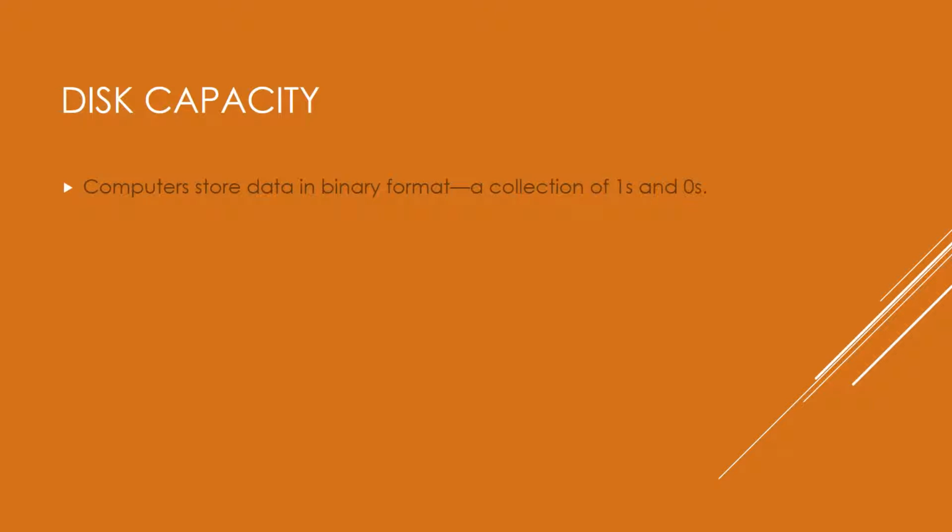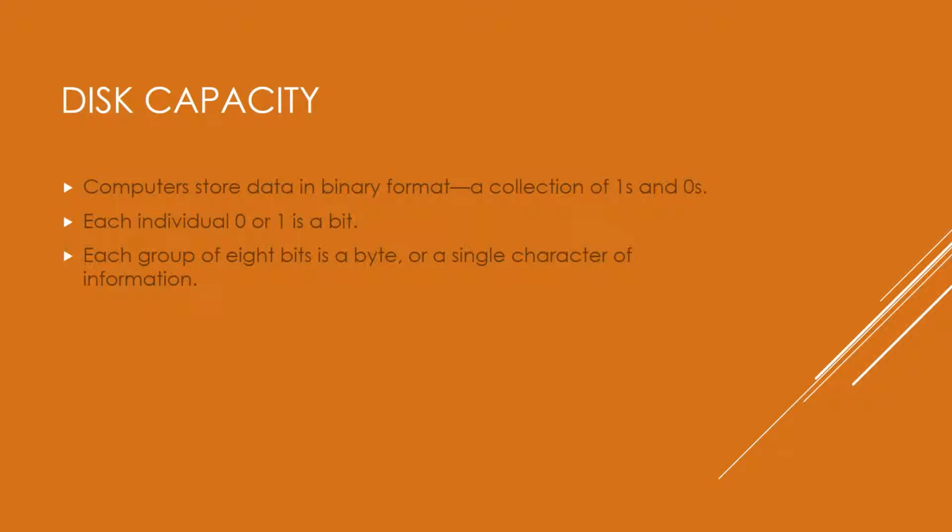The disk capacity will also show in the computer window. And so to understand the disk capacity, computers are using a binary format. Binary meaning zeros and ones. And each 0 or 1 is called a bit. And 8 bits is called a byte. A byte basically represents a single character of information.